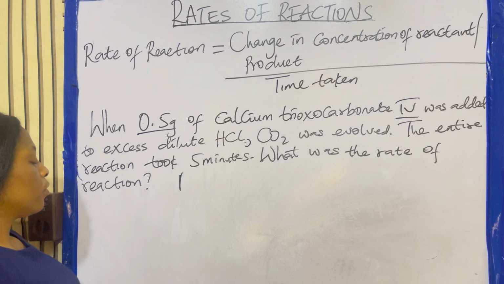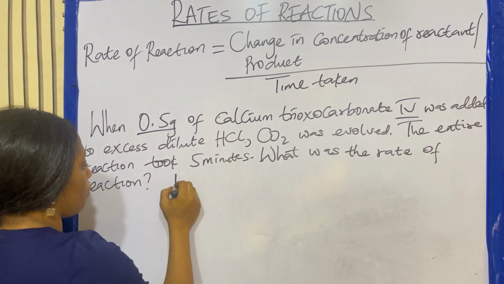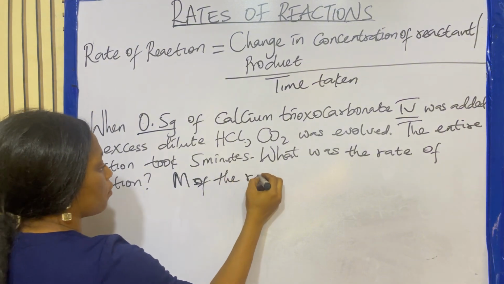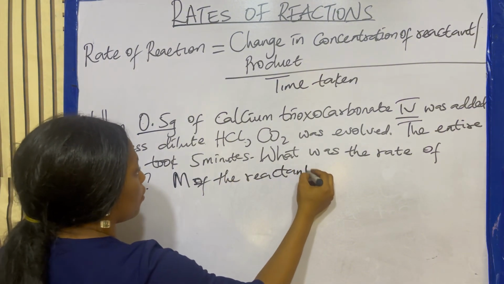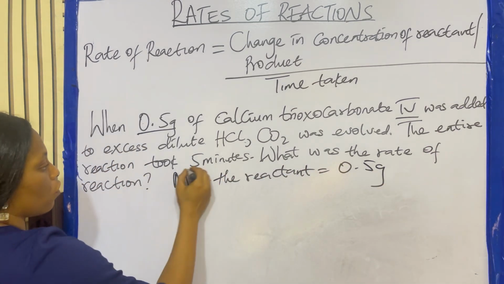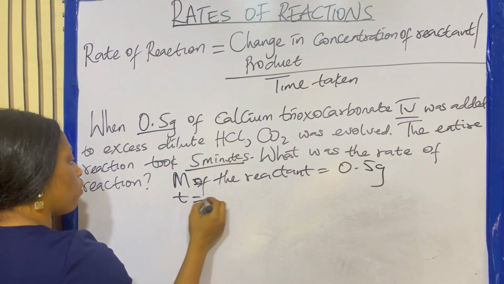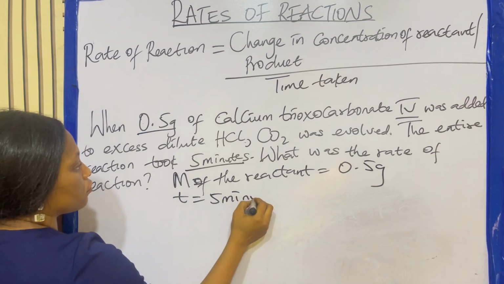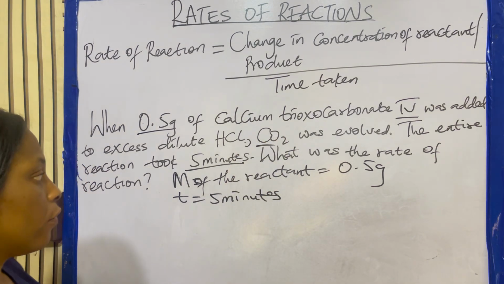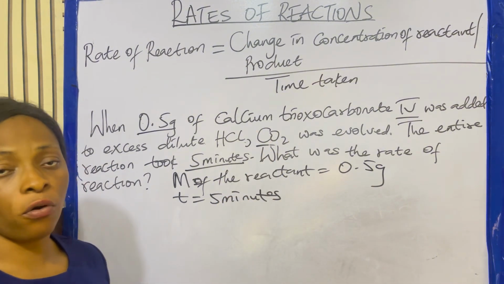Are we together? So you write out your mass. This is the mass of the reactant. Mass of the reactant is equal to 0.5 gram. And then it took us what? Time is what? 5 minutes. It took 5 minutes before everything happened, including the evolution of carbon(IV) oxide.